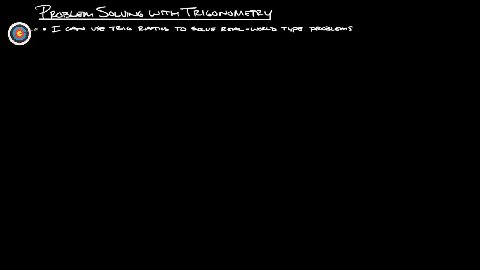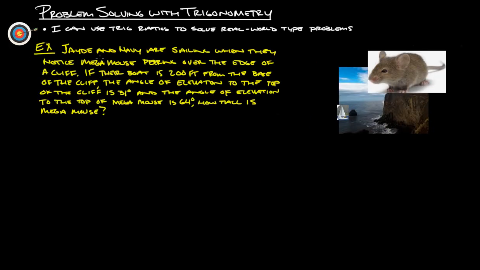Let's look at another example. Jade and Navy are sailing when they notice Mega Mouse peering over the edge of a cliff. If their boat is 200 feet from the base of the cliff, the angle of elevation to the top of the cliff is 31 degrees, and the angle of elevation to the top of Mega Mouse is 64 degrees. How tall is Mega Mouse? So what we want to do is draw ourselves a triangle in here so that we can figure all this out. So I have done that for us.